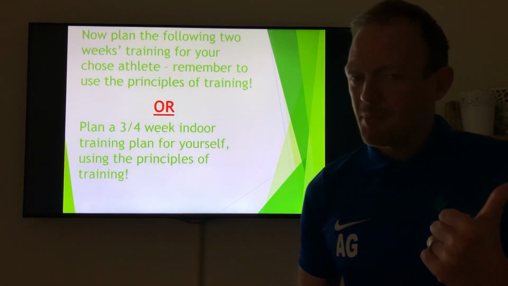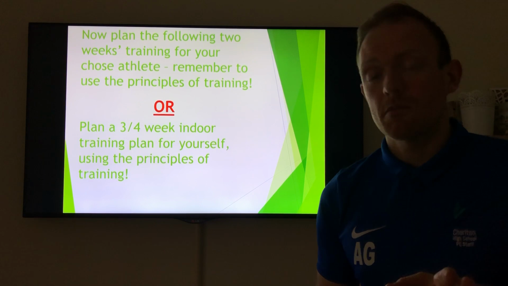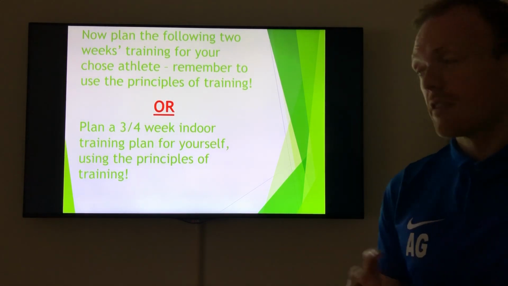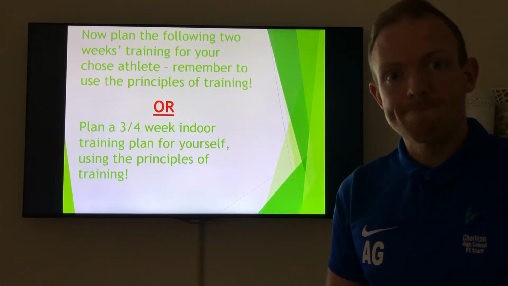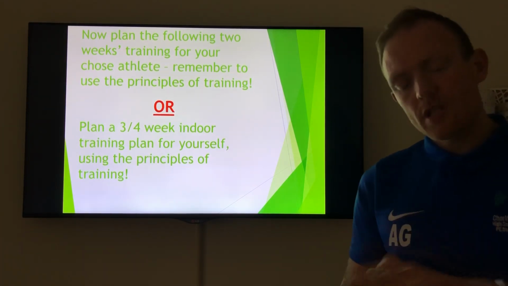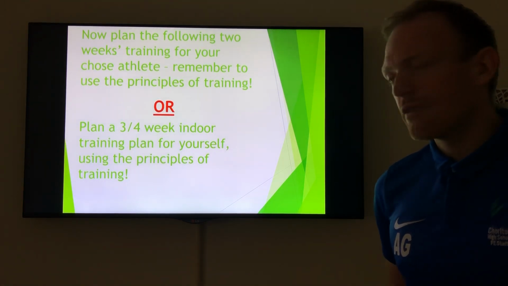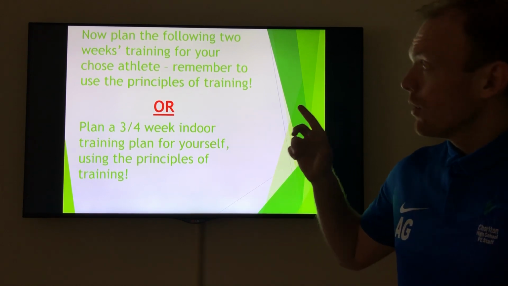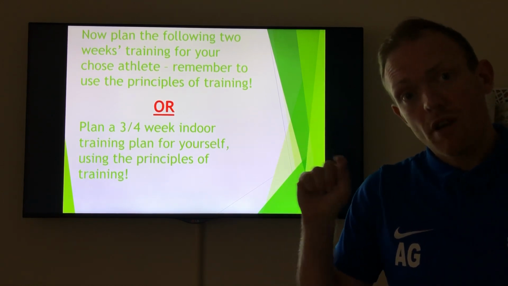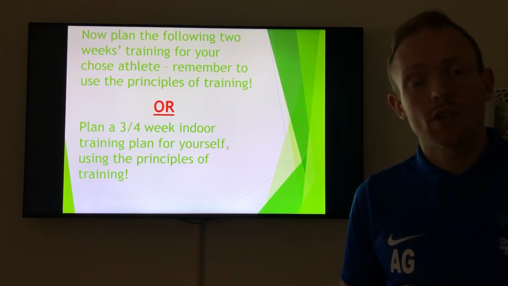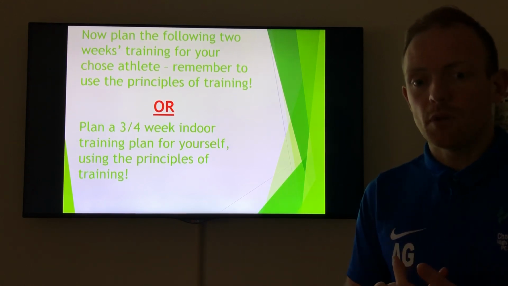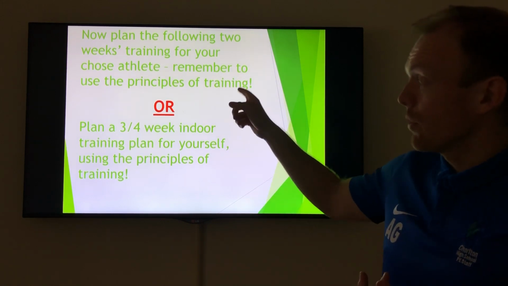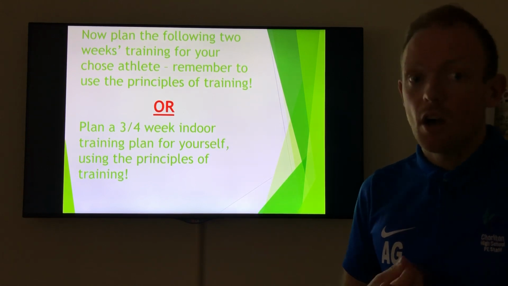I should have said pause it again. If you haven't done that other task, pause it first, do the last task from the last slide. If you have, brilliant, move on to this one. You've got 2 choices of task here. The first task is, now that you've planned 1 week's training for your chosen athlete, the long distance runner, the footballer, or the heptathlete, you are now going to do the next 2 or 3 weeks of their training program.